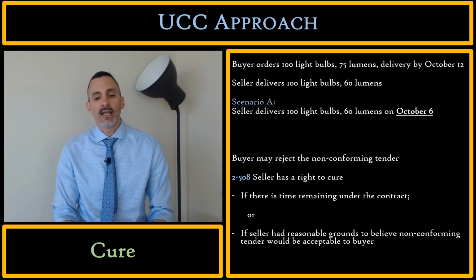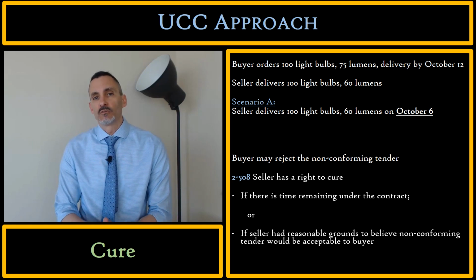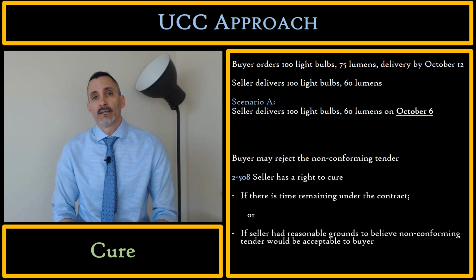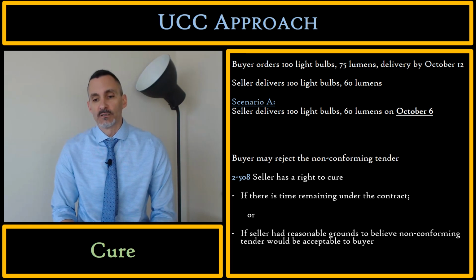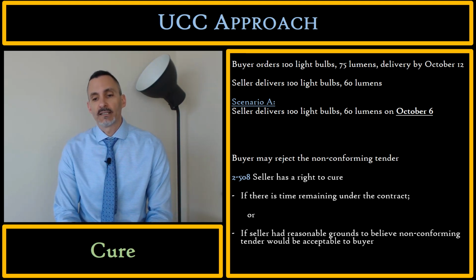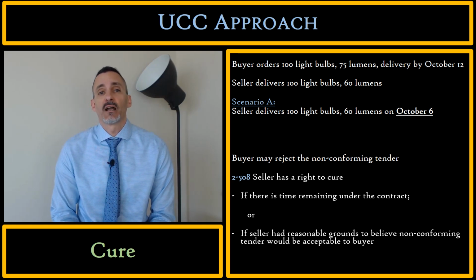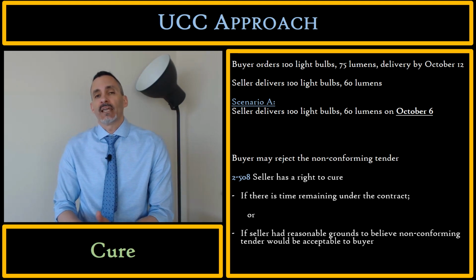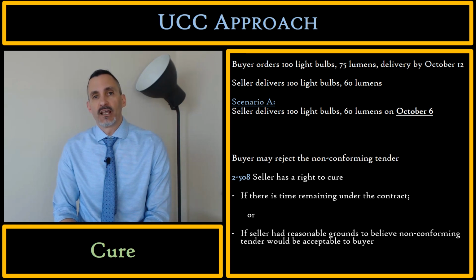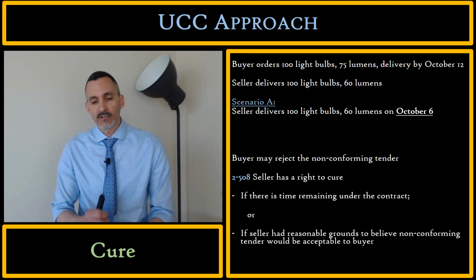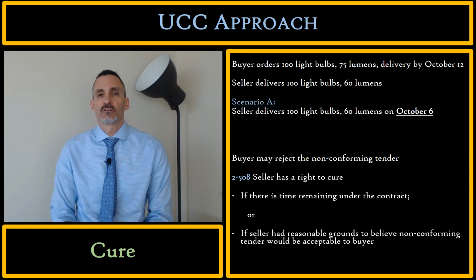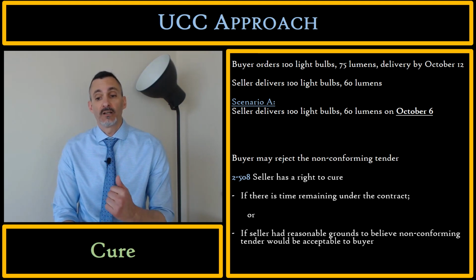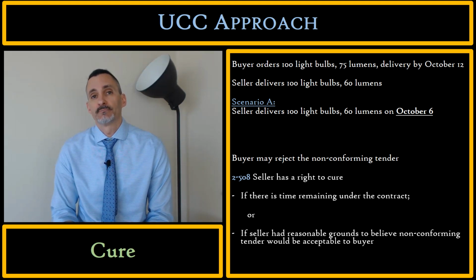So in scenario A, seller delivers 100 light bulbs of only 60 luminums, right? And the contract was for 75 luminums on October 6th. Well, look at the original contract. The original contract called for delivery by October 12th. Seller has a non-conforming tender on October 6th. Is seller in breach? Yes. Has seller tendered perfectly? No. May buyer reject the goods? Yes. Does seller have an opportunity to cure? Yes. Why? Well, look at that first one. If there's time remaining under the contract, seller has the opportunity to cure. And there are 6 days remaining under the contract.